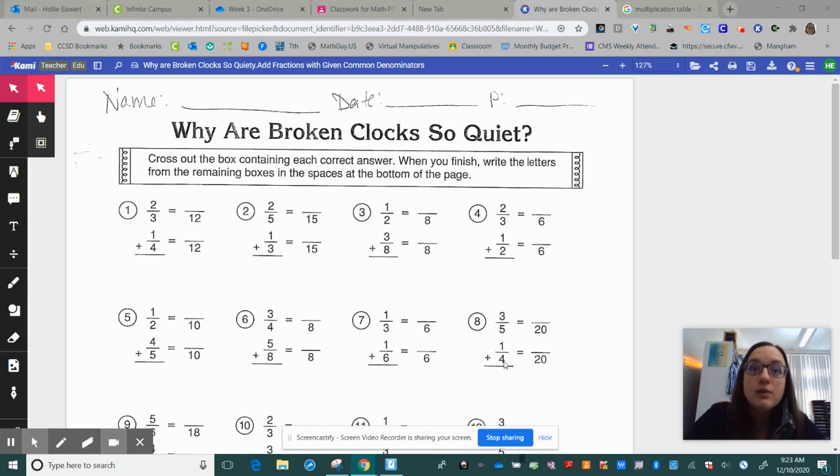Good morning. Today we're going to learn how to make fractions have common denominators so we can add them together.